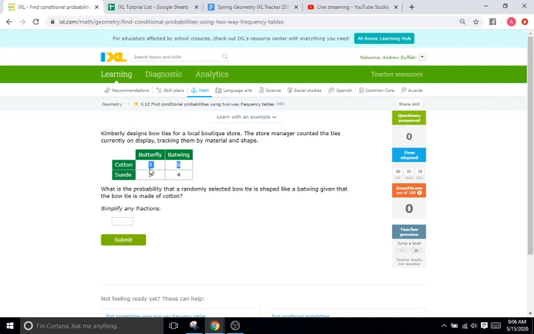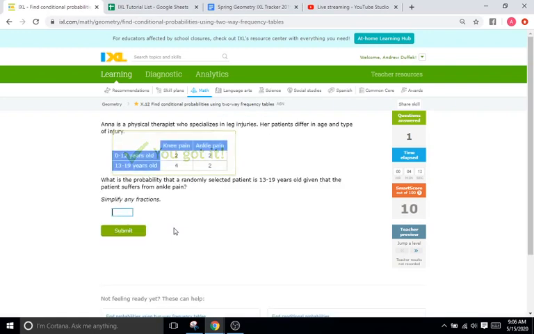So automatically, it's going to be 3 plus 6 is out of 9. So over 9. And then the first half of that statement says, what is the probability selected is shaped like a bat wing given that it is made out of cotton? So what's the probability of a bat wing if it's made out of cotton? Well, if it's made out of cotton, it's 9, and the bat wing is going to be 6. So the probability that you're choosing a bat wing, given already, promised that it's going to be cotton, is going to be 6 over 9. Simplify that down, it's going to be 2 over 3, and that's going to be your solution.